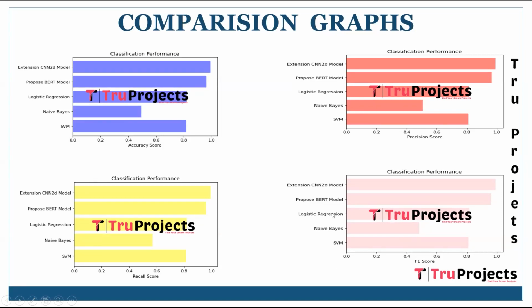And here we have the F1 score comparison graph where the x-axis represents the F1 score of each algorithm and the y-axis represents algorithm names. The F1 score is the harmonic mean of precision and recall, offering a balanced measure that considers both false positives and false negatives, making it suitable for imbalanced datasets.